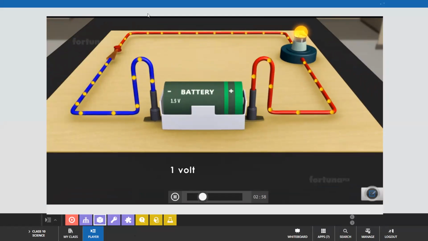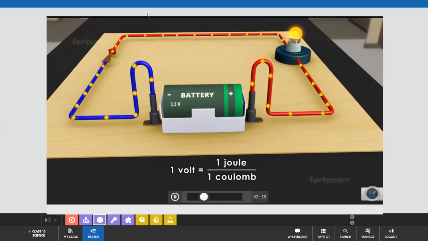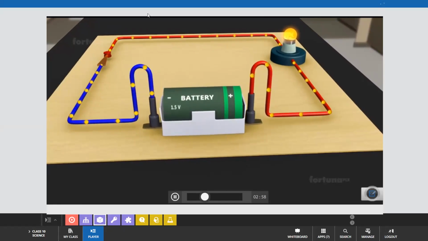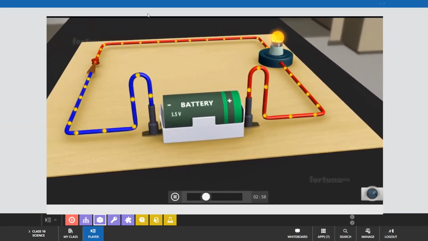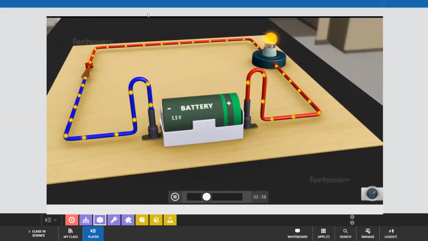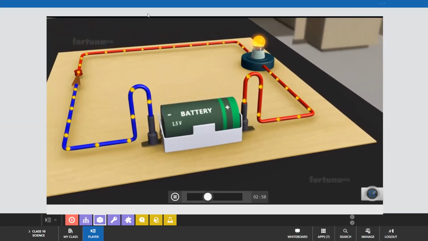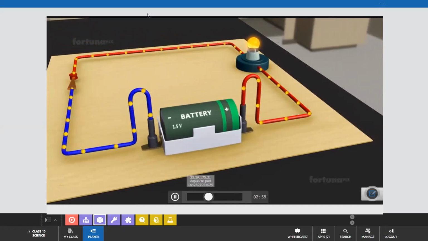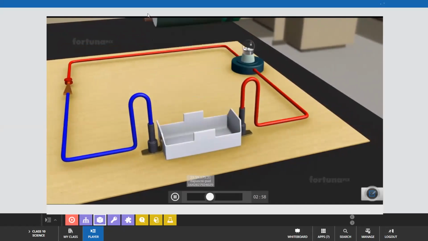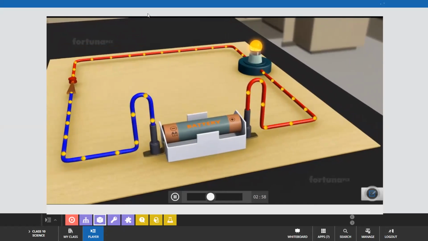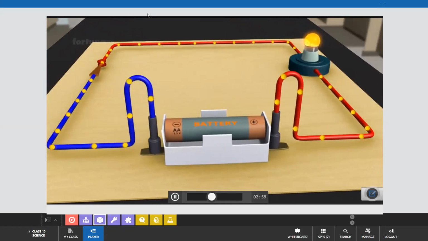1 volt is equal to 1 joule of energy per coulomb of charge. Batteries have a specific potential difference in their charges. A D-cell battery with a potential difference of 1.5 volts means that every coulomb of charge moving from the negative end to the positive end will do work equivalent to 1.5 joules. A smaller battery, such as a 1.5 volt AA, will also do the same amount of work.